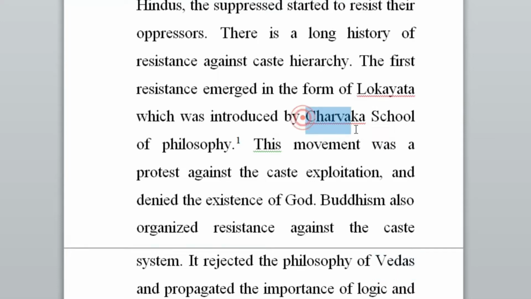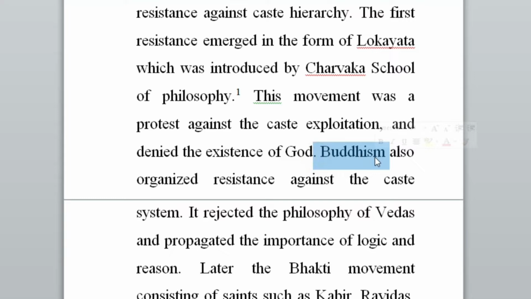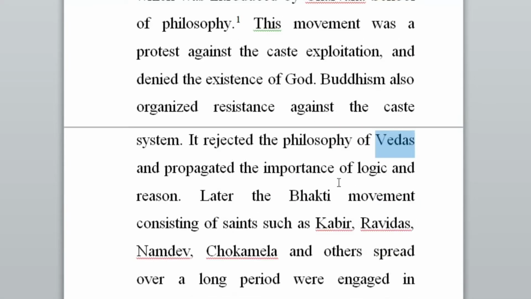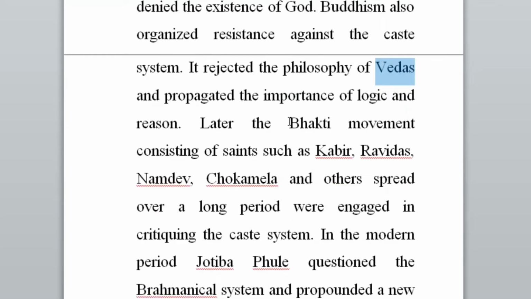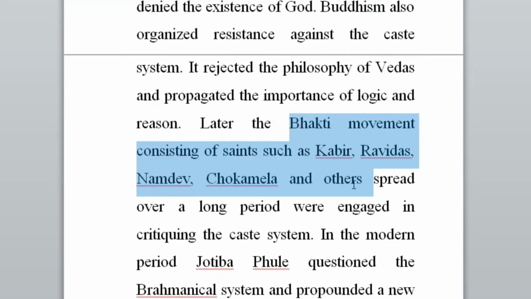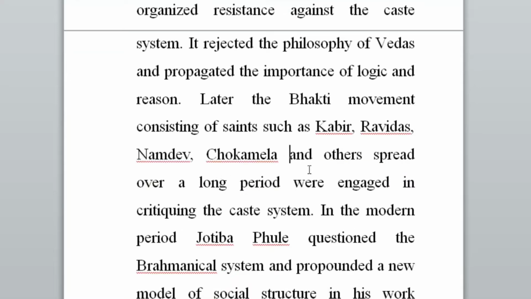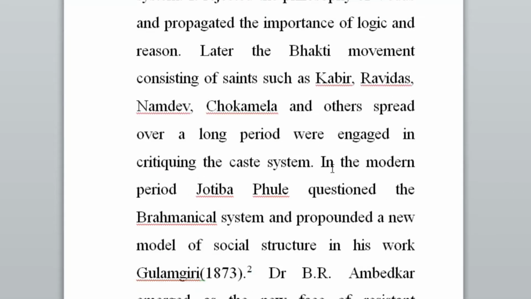And here we are able to see this difference. Propagated the importance of logic and reason. Later the Bhakti movement. Now Bhakti movement, Kabir, these are all historical perspective. Bhakti movement consisting of Saint Kabir, Ravidas, Namdev, Chokha Mela and others spread over a long period, were engaged in critiquing the caste system. So how this caste system is referred to in earlier times and how the historical perspective is given here.